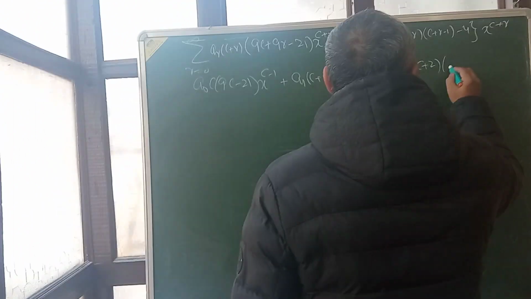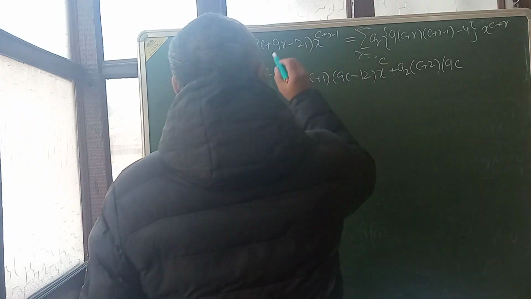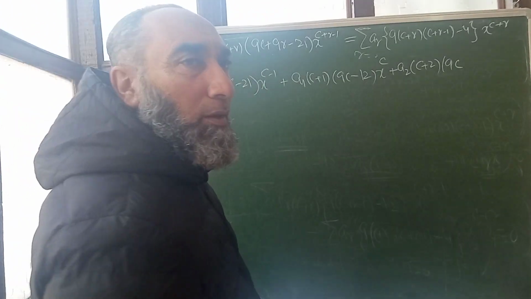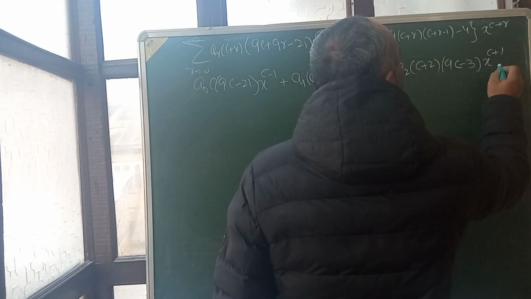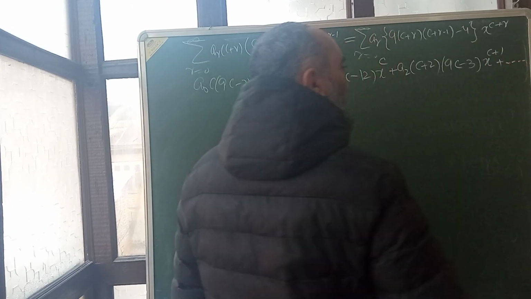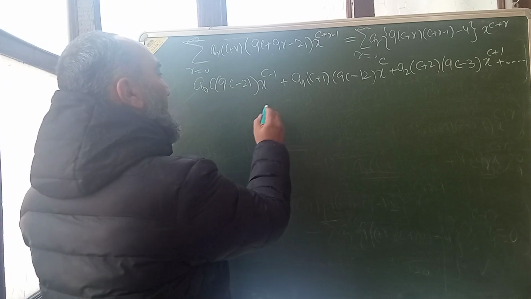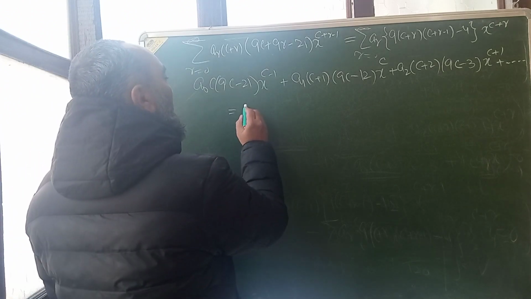Then 9C, 9 to 18. 18 minus 21 is 3. X raised to the power C plus 1, and so on. Okay. Right hand side is equal to A0.